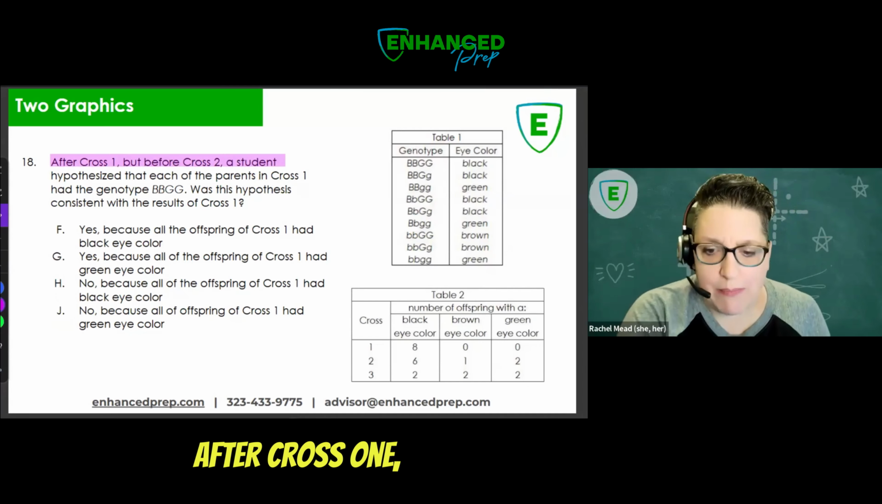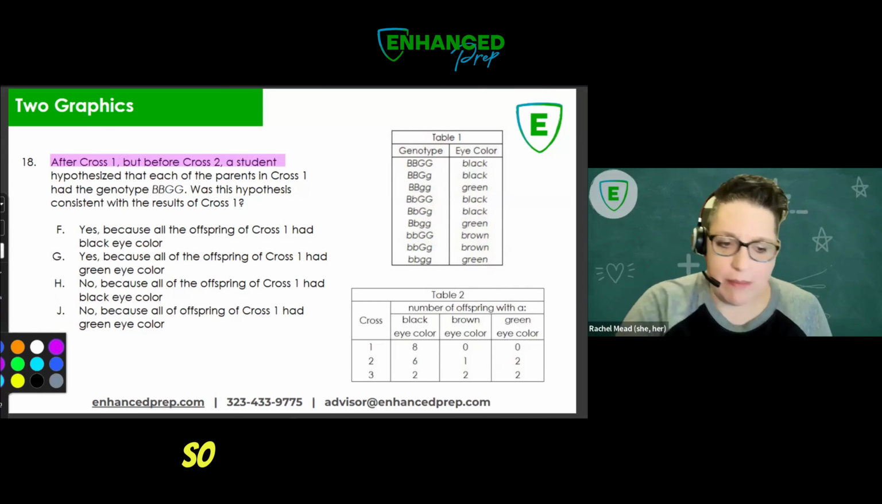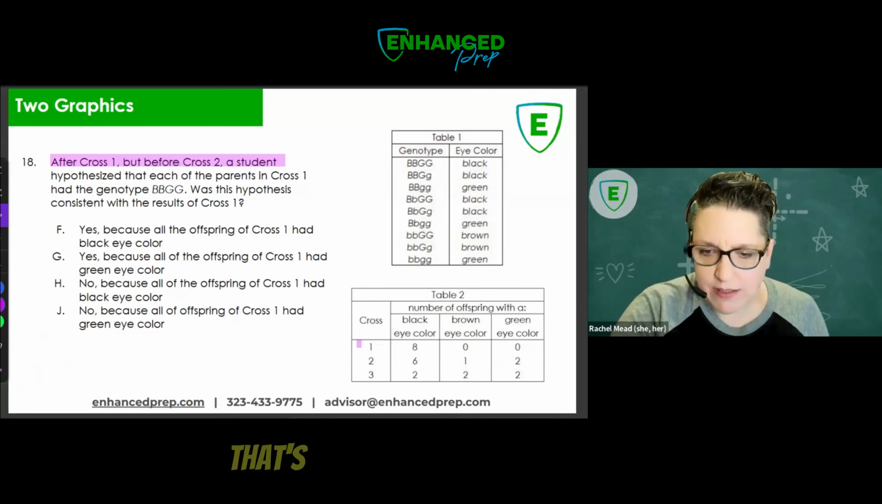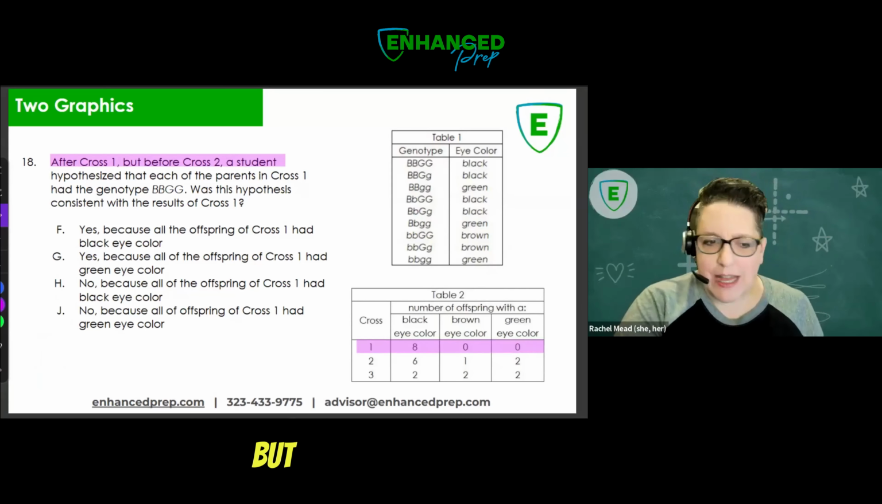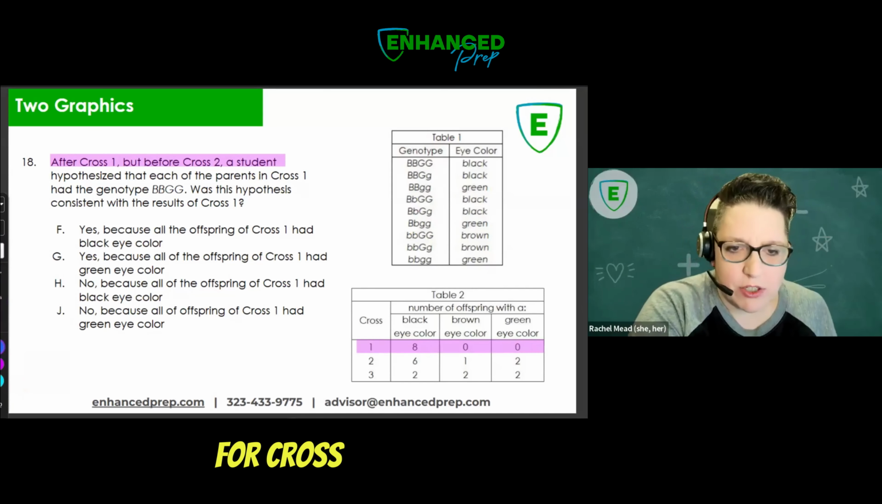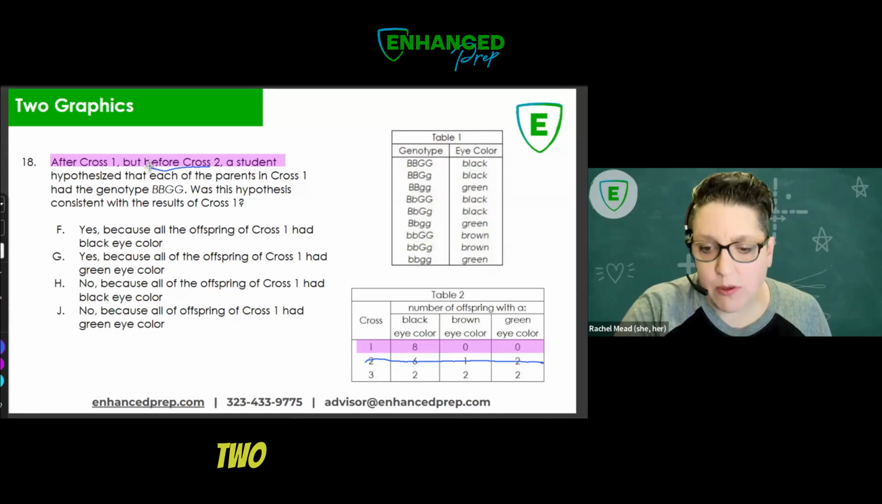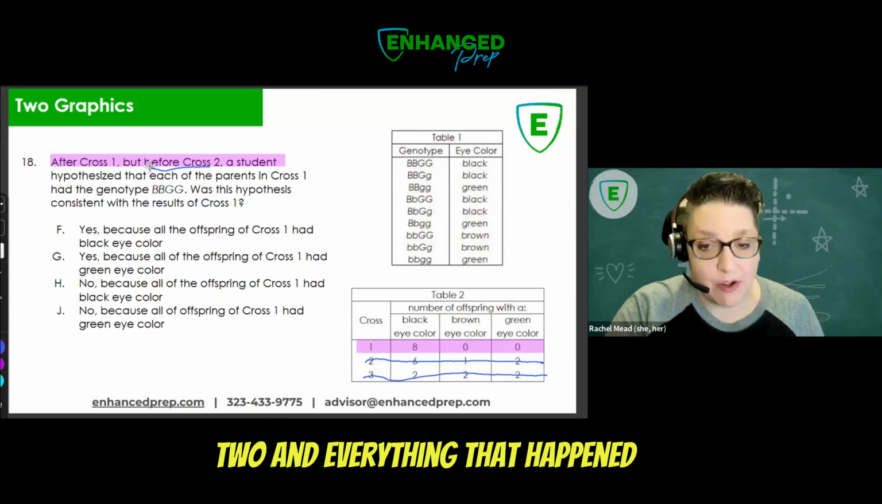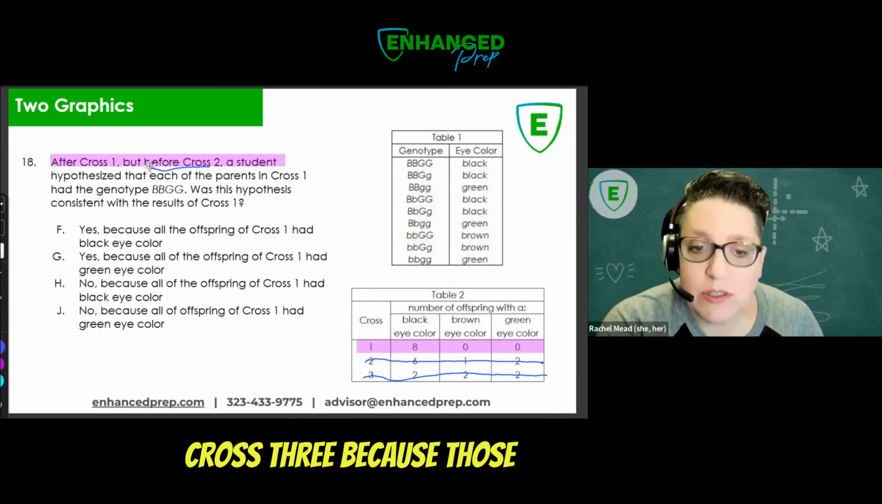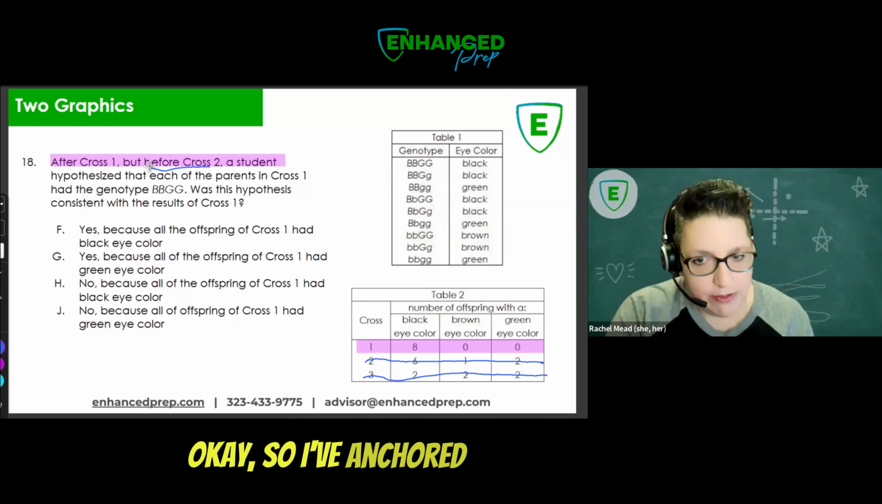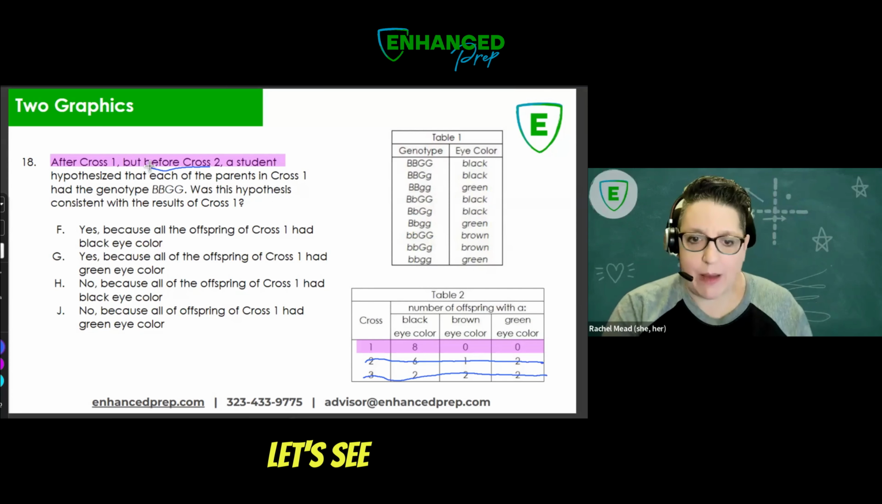After cross one, but before cross two. So I'm going to look at my graphics and I'm going to be like, awesome, I see cross one. That's coming in right down here. But it says since it was before cross two, that means I have to ignore everything that happened in cross two and everything that happened in cross three because those things do not relate to this question. Okay, so I've anchored that data into my graphic. Let's see what happens next.